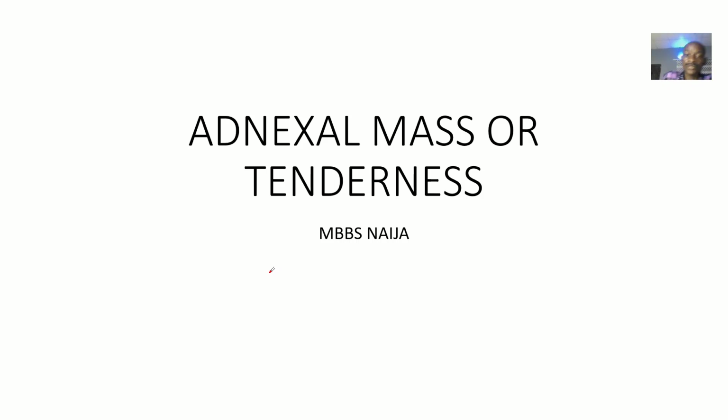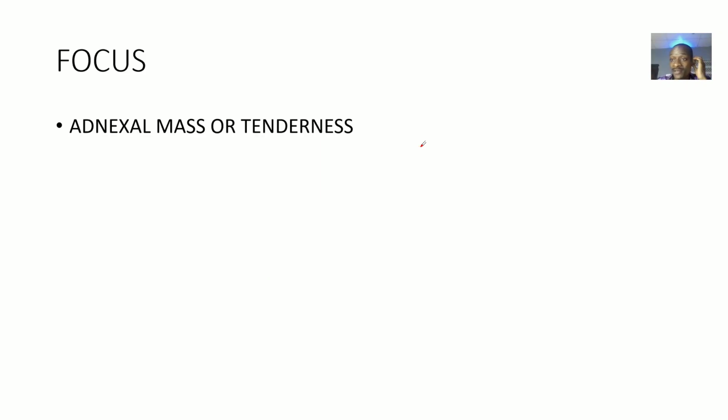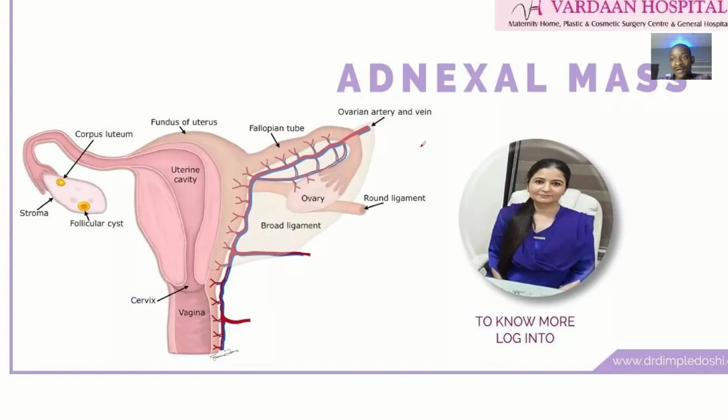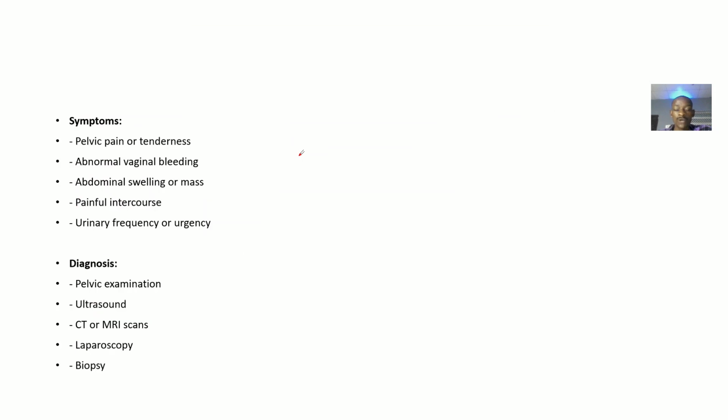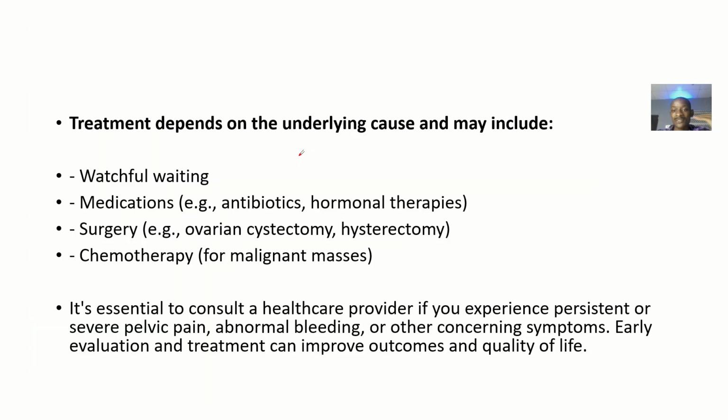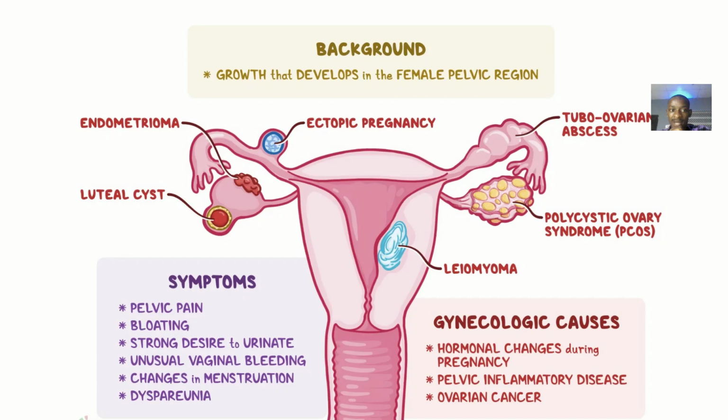So there's another condition that could actually lead to abdominal pain, and this is known as the adnexal mass or tenderness. All right, so we get to break down this concept so that you guys will understand it forever. Looking at this, first of all, let's define it. What is an adnexal mass? After the definition, we'll look at the causes of these adnexal masses, the symptoms, and the diagnosis and treatment of this condition, right?